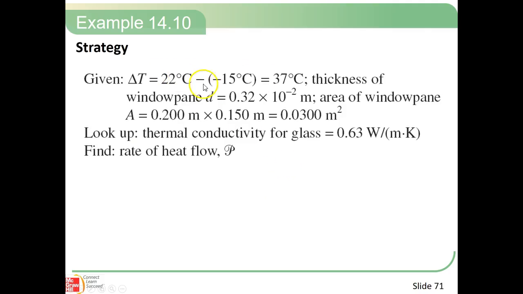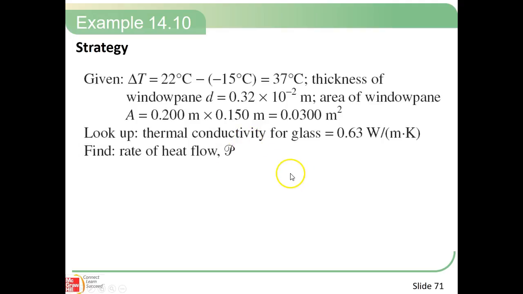We know that the temperature change here is about 37 degrees Celsius. It's because this is negative, it's the final minus the original, and so this number, 37, comes from that. The thickness of the window pane is about 0.32 times 10 to the negative second meters. The area of the window pane is about 0.03 square meters. The thermal conductivity for glass is about 0.63 watts per meter Kelvin, and the rate of heat flow is our P value here that we have.